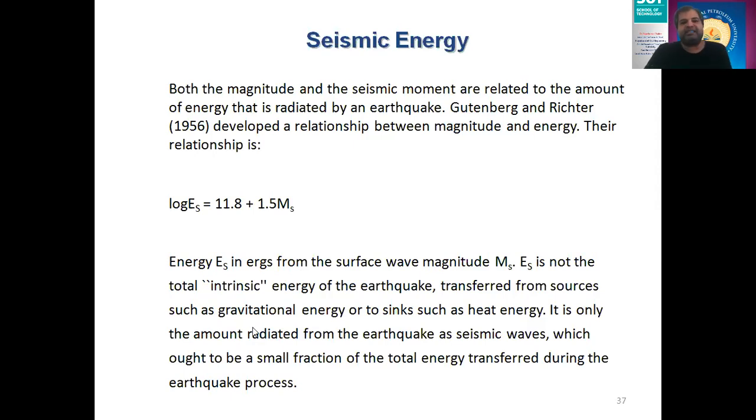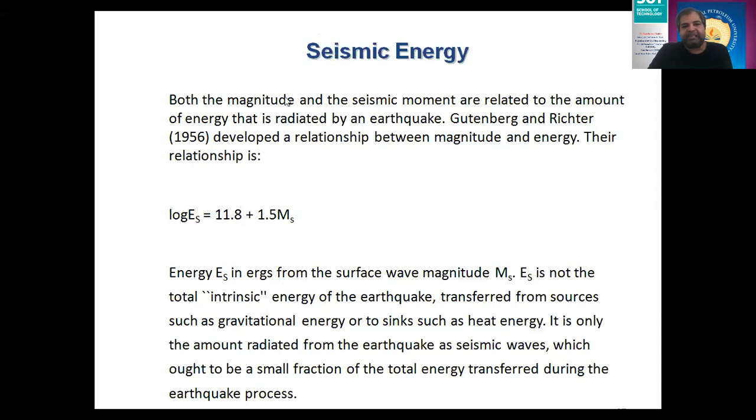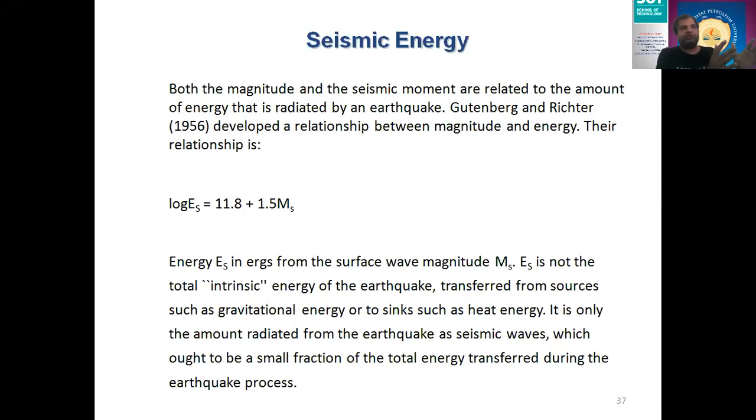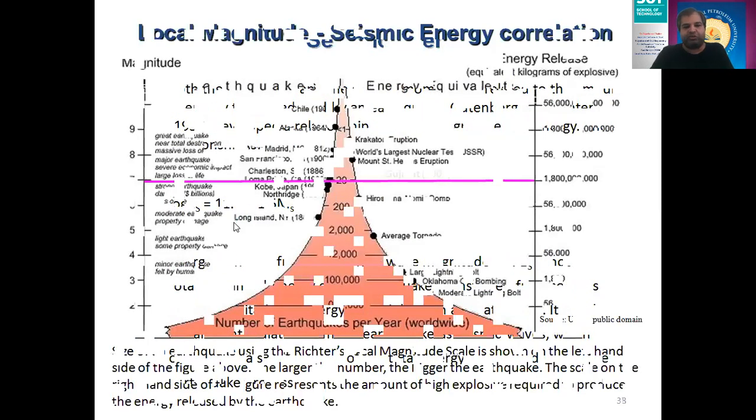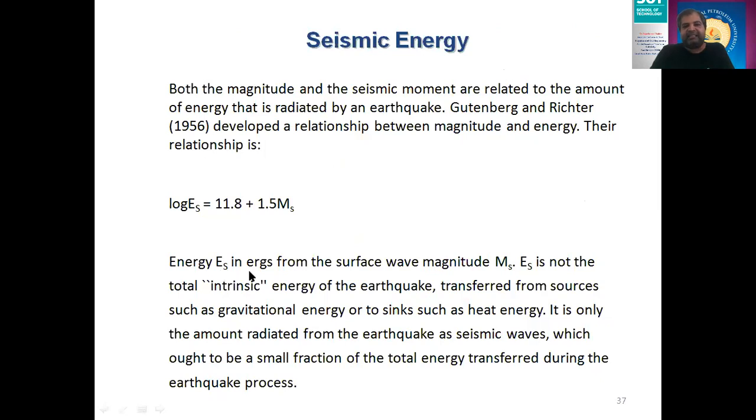Now let us understand what seismic energy is. Both the magnitude and the seismic moment are related to the amount of energy radiated by an earthquake. Gutenberg and Richter developed the relation between magnitude and energy. For a particular magnitude of an earthquake, what amount of energy is generally released? They found a linear relation, which is log ES equal to 11.8 plus 1.5 times Ms, where the energy ES is in erg and Ms is the surface wave magnitude.